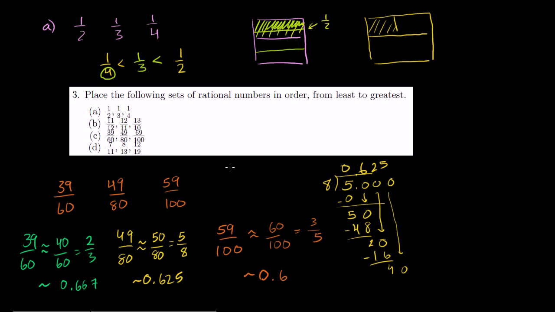So let me write it down. So the smallest is 59 over 100, followed by 49 over 80, followed by the largest, which is 39 over 60, which might be a little unintuitive because this actually has the smallest number in the numerator, but it also has the smallest number in the denominator. So you actually have to work it out. See, they're actually reasonably close to each other.